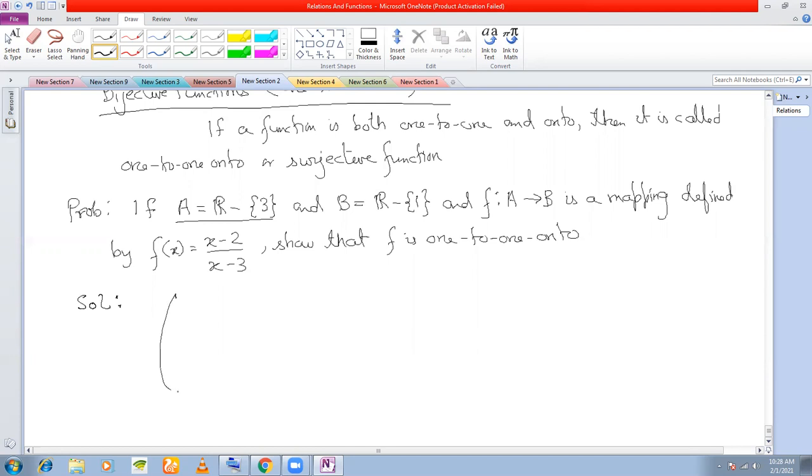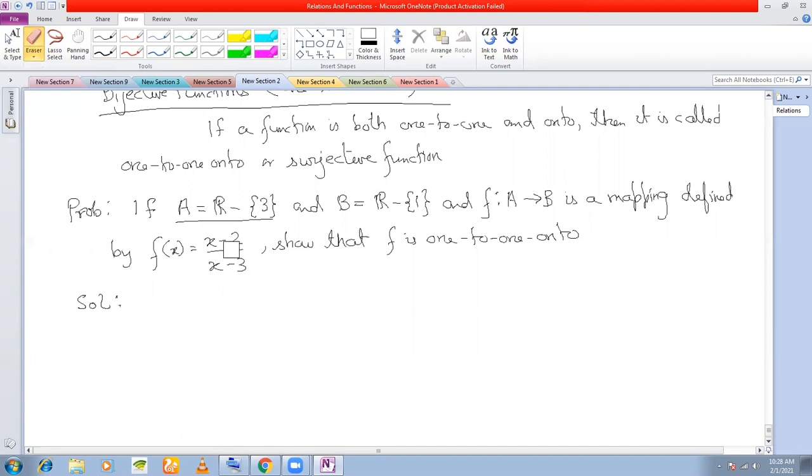That means you have the set of real numbers R, but you don't have the element 3 here. All the real numbers except 3. That is what it means. Understood? So you must be very clear with this notation.